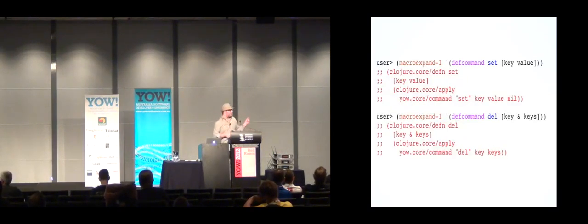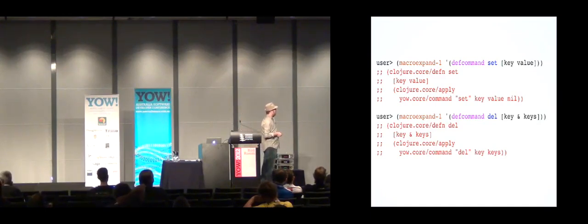Just like we had the other one, we can macro expand this, right? So macroexpand-1, def command, set key value. It defines a function with arguments key and value. It calls apply, command, set, key value, and this nil is left over from the parameter splicing. It gets dropped anyways.